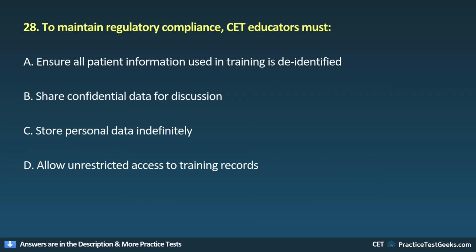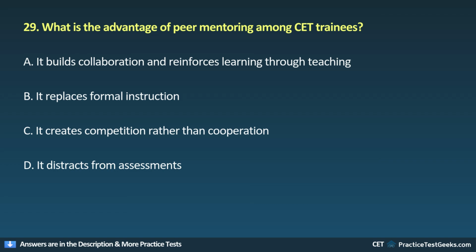C. Store personal data indefinitely. D. Allow unrestricted access to training records. 29. What is the advantage of peer mentoring among CET trainees? A. It builds collaboration and reinforces learning through teaching.